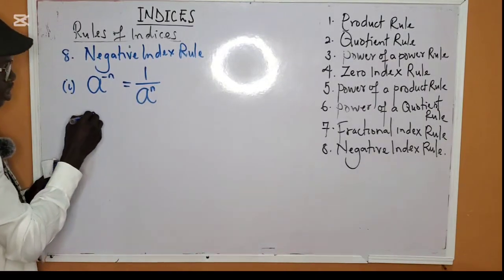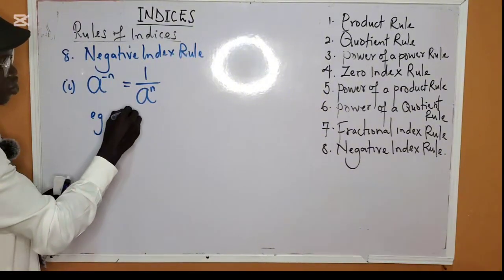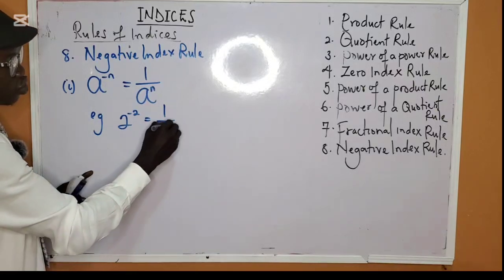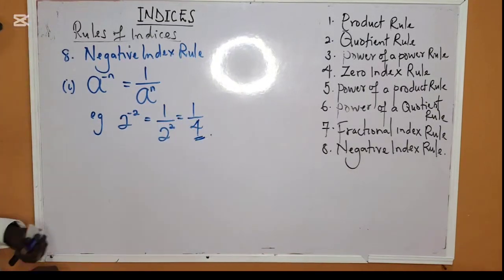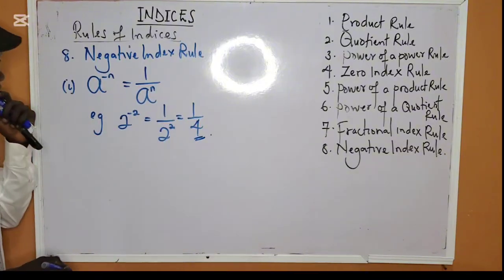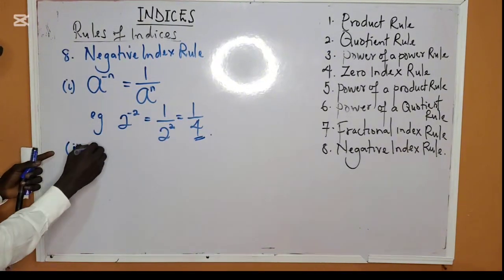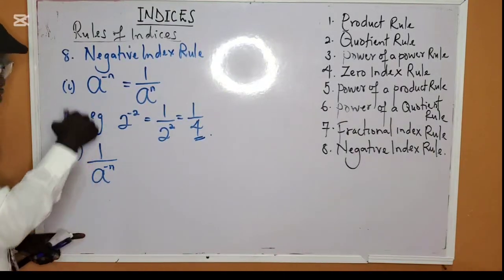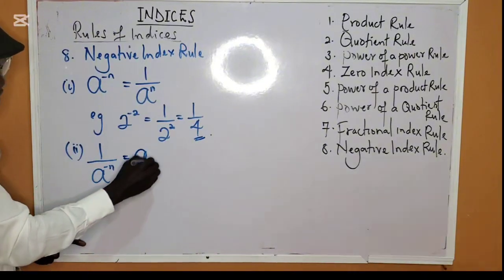So an example is, if I have 2 raised to the power of minus 2, that will give me 1 over 2 raised to the power of 2. And the answer is 1 over 4 for that. So the next one here is, if I have something like this, 1 over a raised to the power minus n, we can change this back to a positive power by taking it up. So it's going to be a raised to the power n.